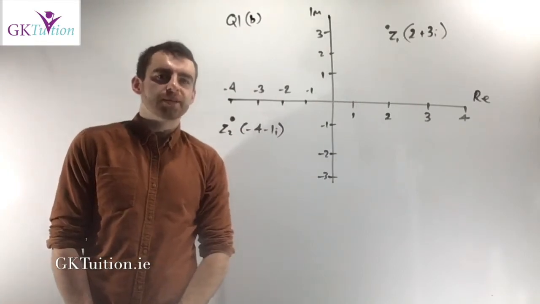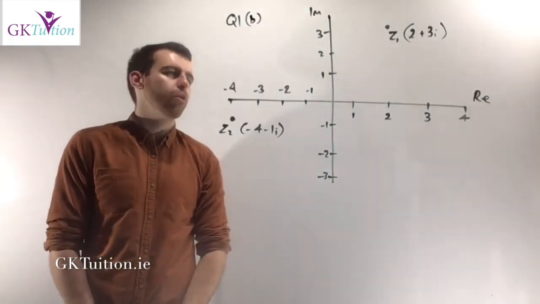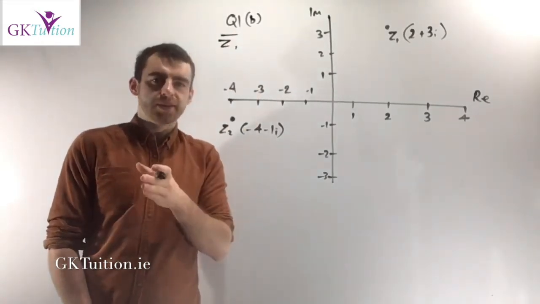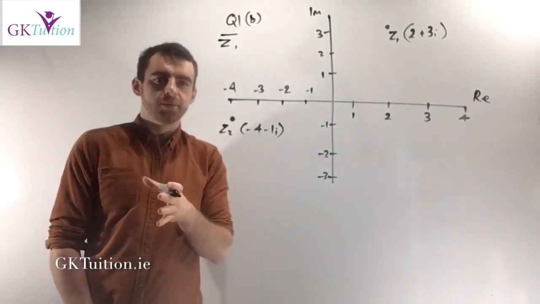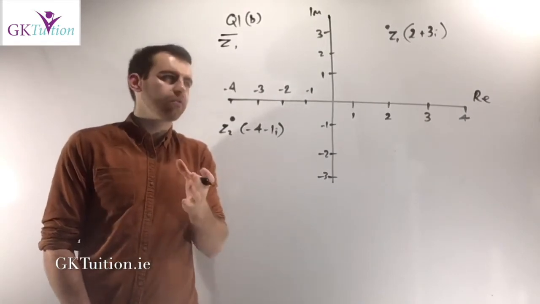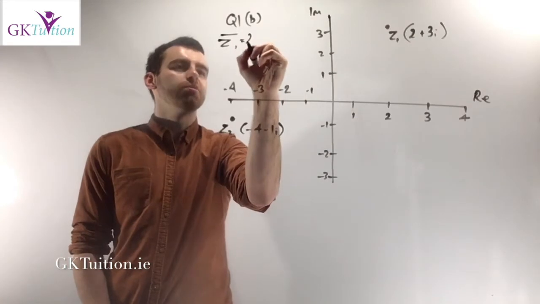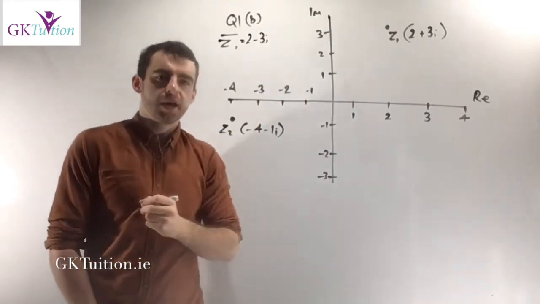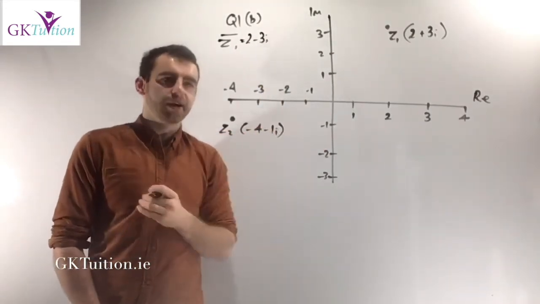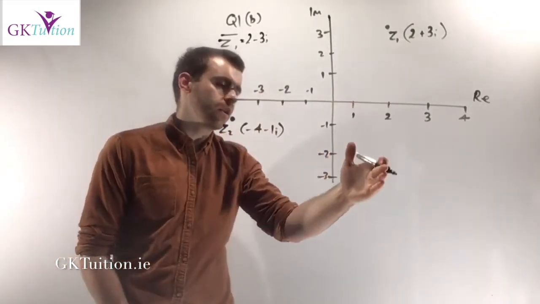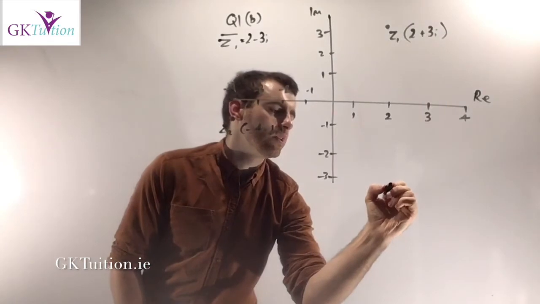In part B, we're asked to plot the conjugate of Z1. So in other words, we're asked for Z1 with a bar above it. Remember that to get the conjugate of a complex number, you simply change the sign in front of the i. So if Z1 is 2 plus 3i, its conjugate will be 2 minus 3i. And I've been asked to plot that on my Argand diagram. So in this case, the real element is 2 and the imaginary element is minus 3i. So in that case, it would be down here.